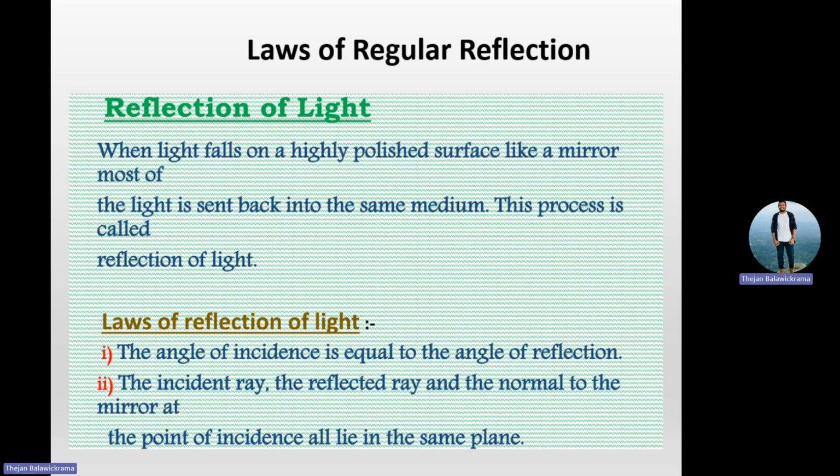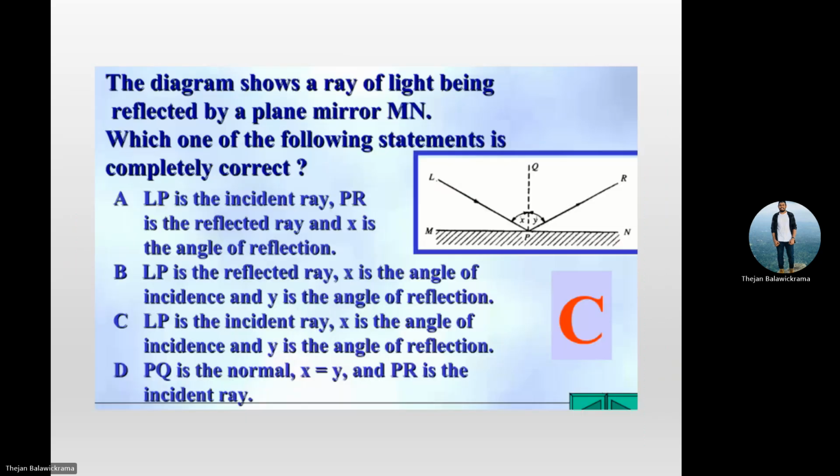Okay, yes. Next one. The diagram shows a ray of light being reflected by a plane mirror called MN. Which one is completely correct? Answer C. Let me know why the other answers are wrong.